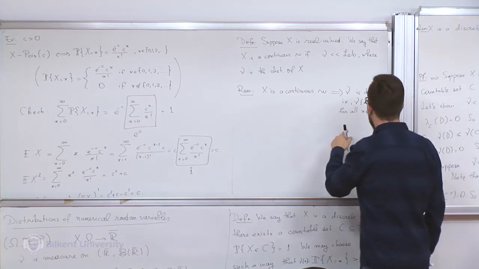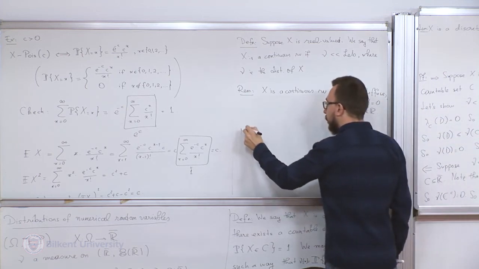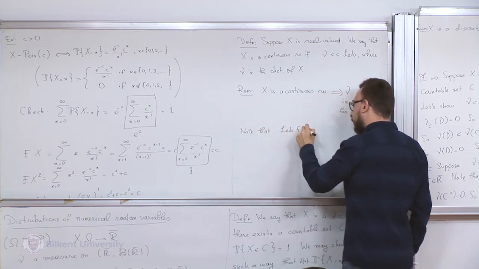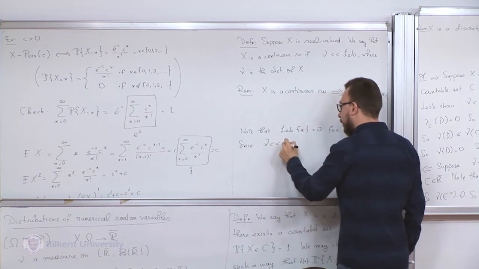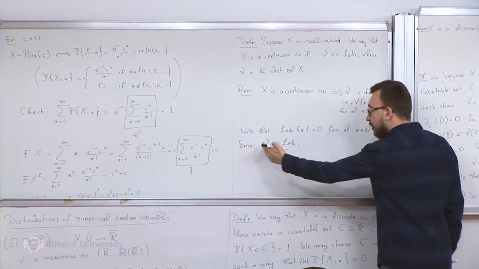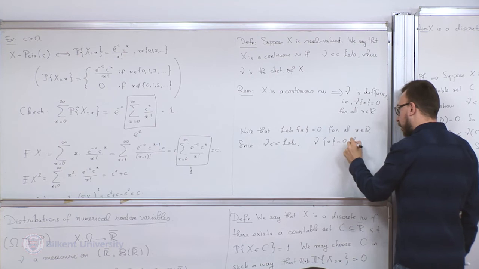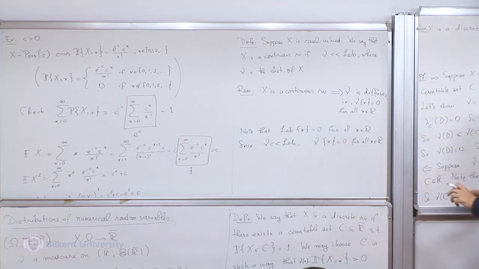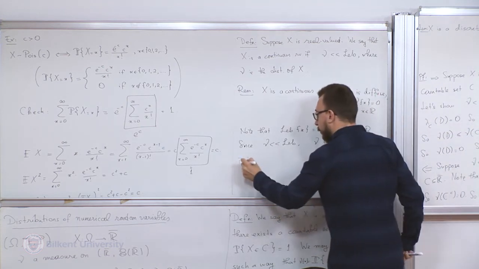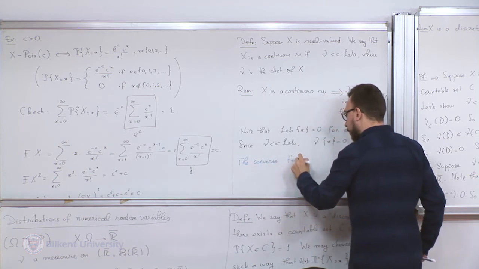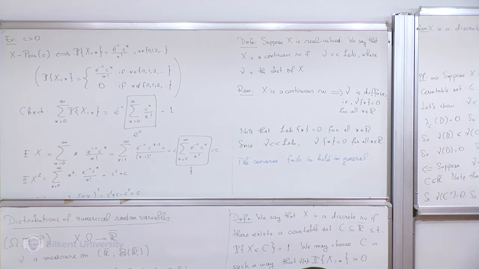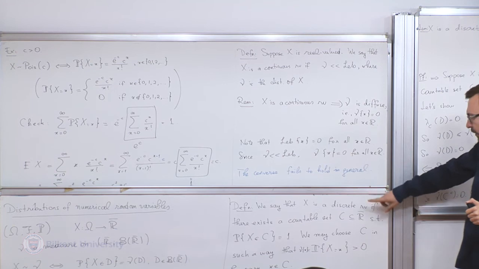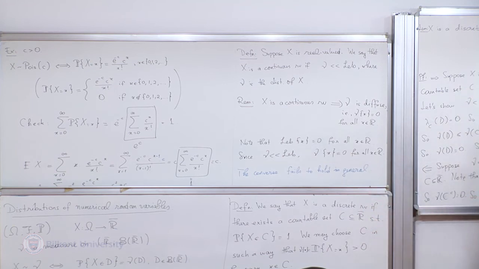So how can we check this? Well, note that the Lebesgue measure of {x} is 0 for all x. And since nu is absolutely continuous with respect to the Lebesgue measure, if a set has Lebesgue measure 0, it must have the distribution measure equal to 0, for all x. That's the proof. Okay? But the converse fails to hold in general.